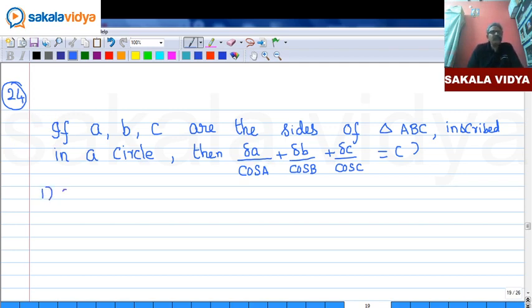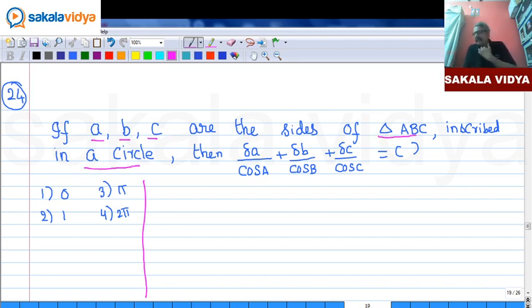First option is 0, second option is 1, third option is pi, fourth option is 2 pi. Small a, small b, small c are the sides of triangle ABC inscribed in a circle, which means we have circumradius r. Applying sine rule, a is equal to 2r sin A, b is equal to 2r sin B, c is equal to 2r sin C.